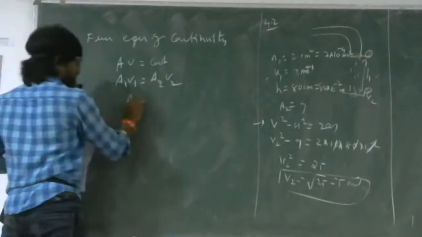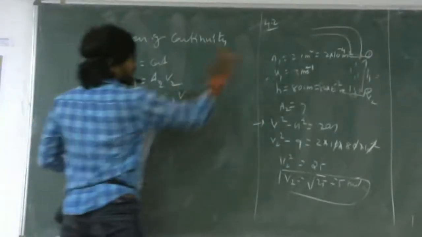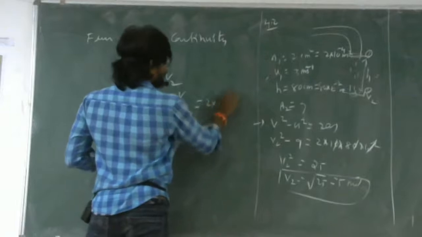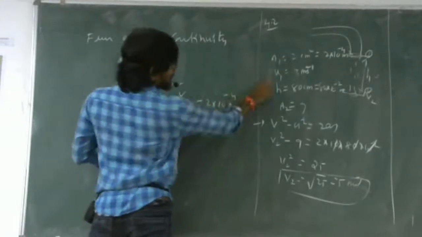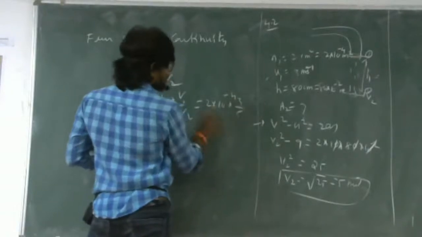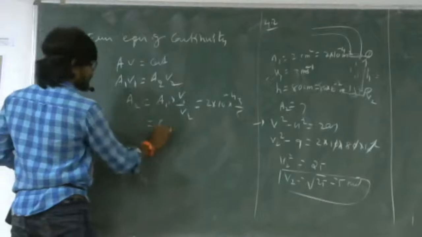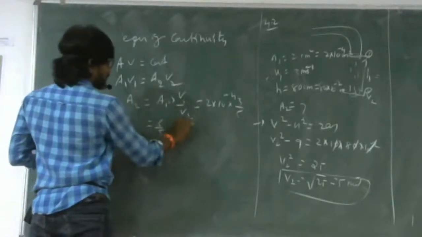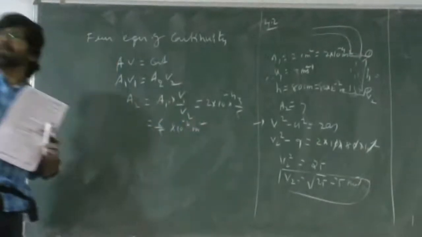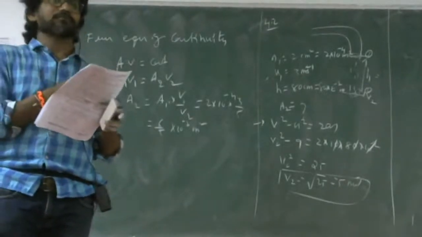So A2 is equal to what? A1 into V1 by V2. A1 is how much? 2 into 10 to the power minus 4, into V1, which is 3 meter per second, by V2, which is 5. So 2 into 3 is 6, 6 by 5. So it is equal to 6 by 5 into 10 power minus 4 meter square. The options are given in meter square or centimeter square. You have to observe, then accordingly you have to simplify.